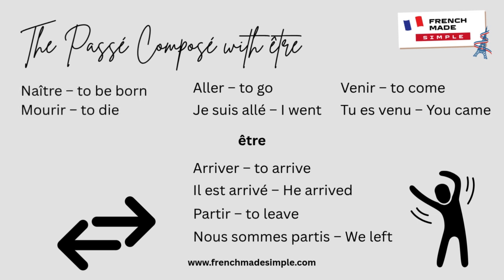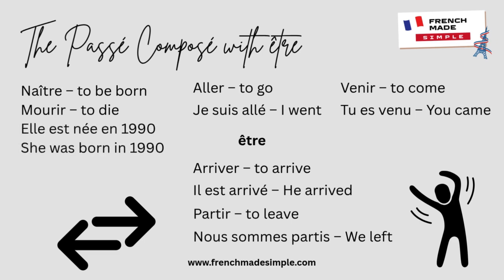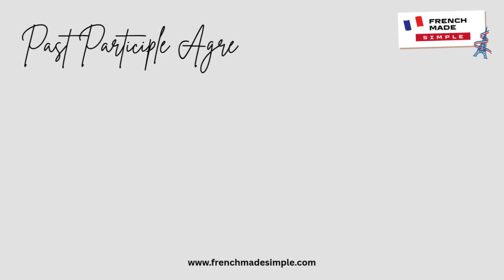Naître, to be born. Mourir, to die. Elle est née en 1990. She was born in 1990. Il est mort, he died. So you can see the pattern here. It follows exactly the same as avoir, except we're using être. Être plus past participle.